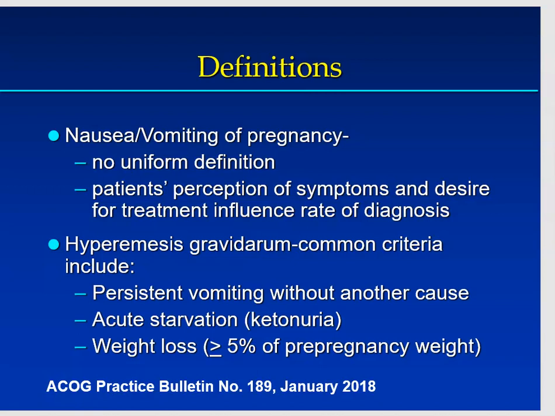Hyperemesis gravidarum has common criteria and usually includes persistent vomiting without another cause, acute starvation usually manifested by ketonuria on urinalysis, and weight loss of 5% or greater of the pre-pregnancy weight.